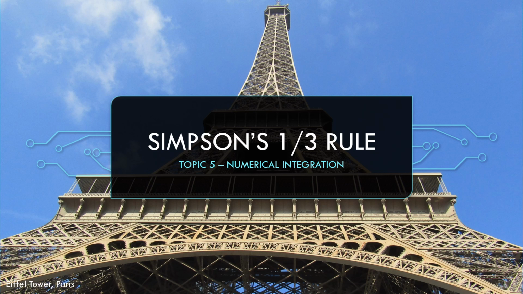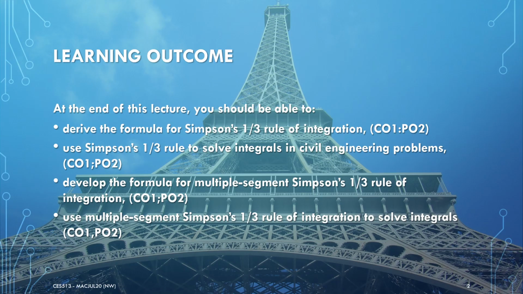Okay, so now we go back to reality and continue with topic 5, numerical integration, and with Simpson's one-third rule. At the end of this lecture, you should be able to derive the formula for Simpson's one-third rule of integration, and then use Simpson's one-third rule to solve integrals in civil engineering problems, and then develop the formula for multiple segment Simpson's one-third rule of integration, and lastly, use multiple segment Simpson's one-third rule of integration to solve integrals.